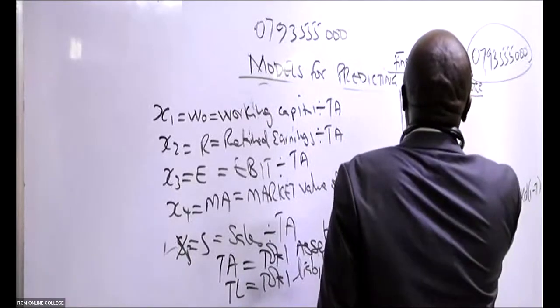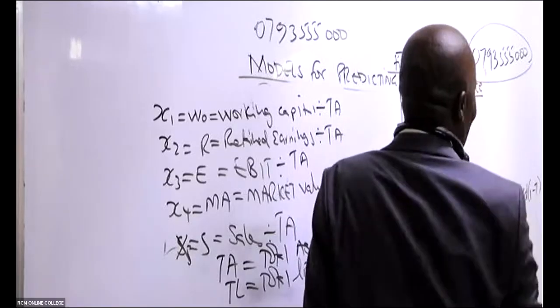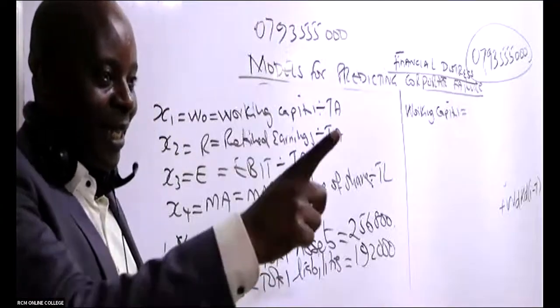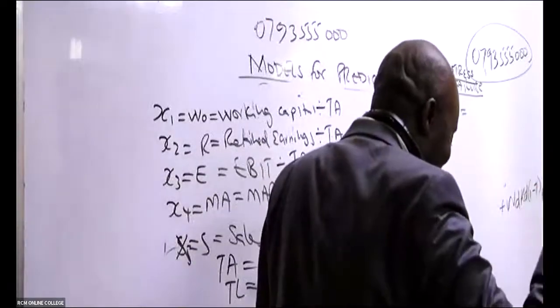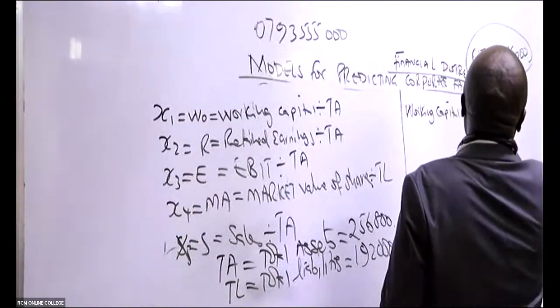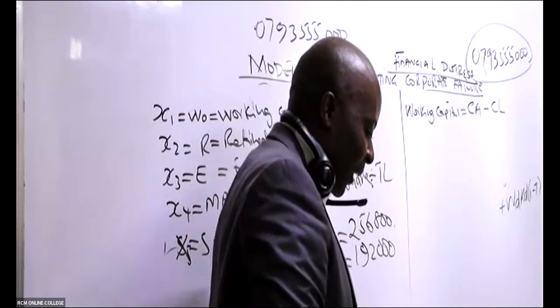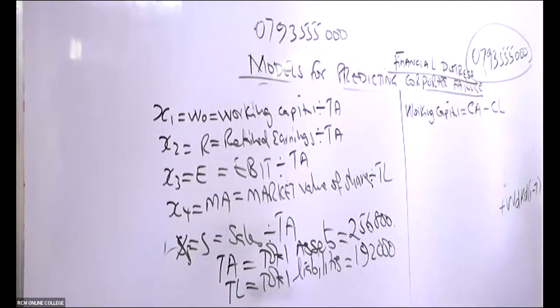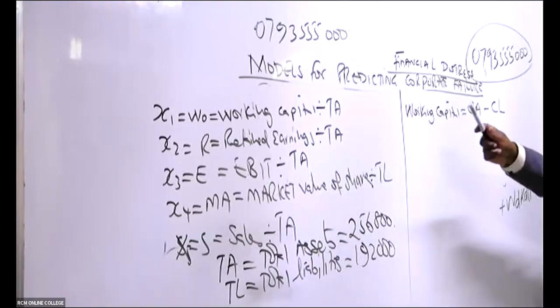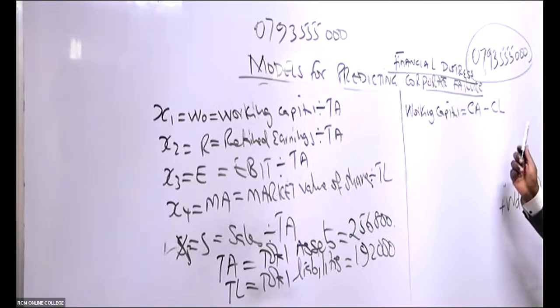Is there anybody who would know the formula of getting working capital? Let me hear from you. How do we get working capital? Yes, sir. No. Current assets minus current liabilities. Thank you so much. It's CA minus CL, current assets minus current liabilities. The one you're speaking about is called net assets. So anytime they want us to get working capital, like now here in X1, we take current assets minus current liabilities.